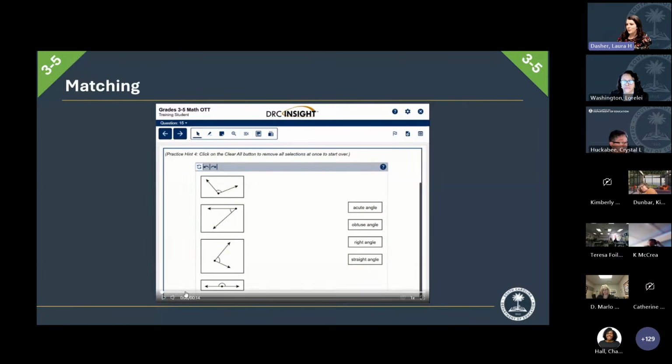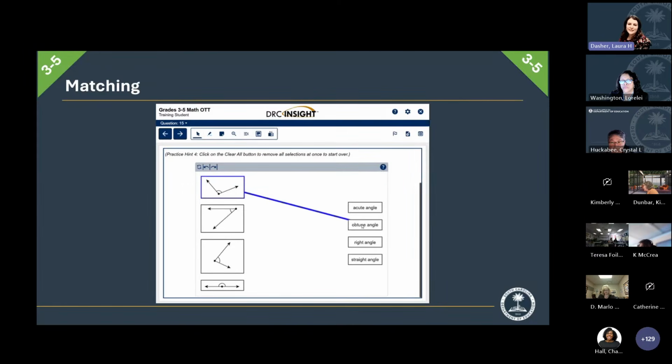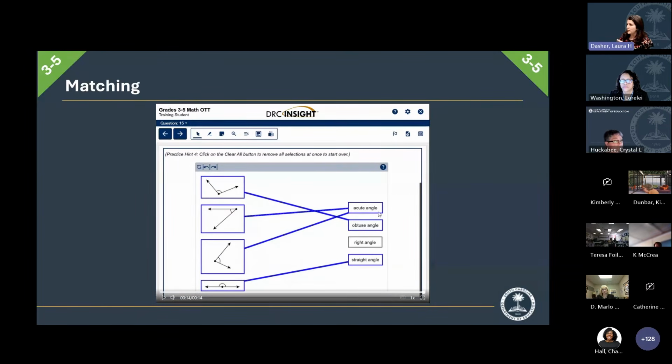Our next item is what we call matching. Students demonstrate their knowledge by connecting a line from each response in a set of graphics on the left side of the screen to a response in a set of graphics on the right side of the screen. And know that when we say graphics, that could include a phrase, like acute angle. We consider that a graphic. So it's not always going to just be pictures connecting to pictures. Could include phrases.